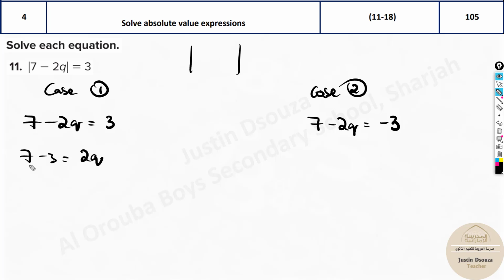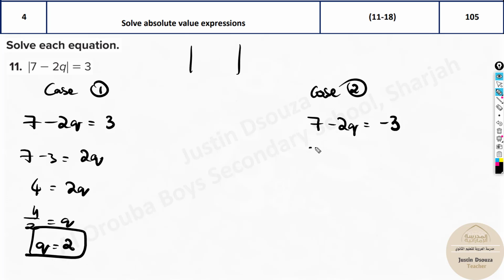We have done this before. We will just be quick in this. You can do it by various methods. 7 minus 3 is 4 equals 2q. So 4 by 2 equals q. And the q value over here, 4 by 2 is 2. This is one answer. What about the other case, the second answer?